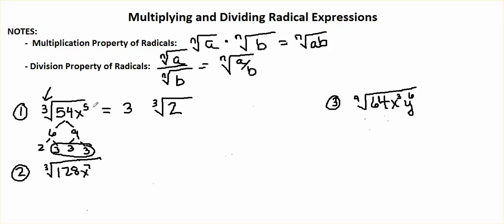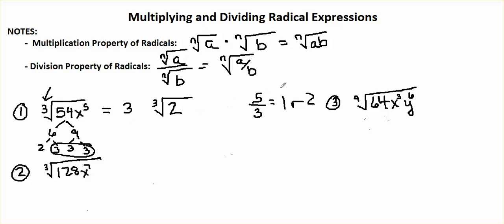The next thing we're going to look at is our variables. So we have 5 x's here. How many groups of 3 do we have in 5? So I'm going to show you a little shortcut in this video. We're going to take the exponent from our variable on the inside of our radical and divide it by our index. When we divide it, 3 goes into 5 one time, and we're going to go back to 4th grade math and put a remainder of 2.